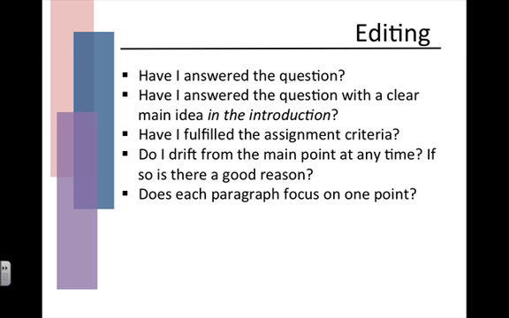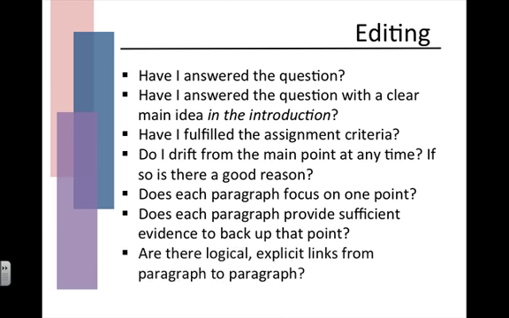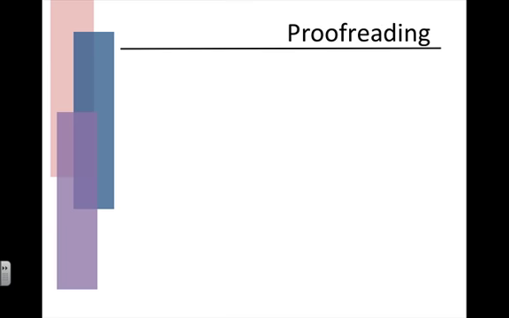You need to go back and make sure that each paragraph just focuses on one point and you've not crammed too many ideas into too small a space. Then you need to think about whether you've provided enough evidence to back up each of those points within the paragraph. And you need to think about the overall structure. So you've got a series of ideas expressed each in one paragraph. You need to make sure that the links between them are clear. And once you've been through that process, you can then move on to proofreading at the end.